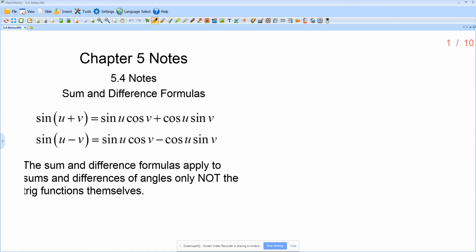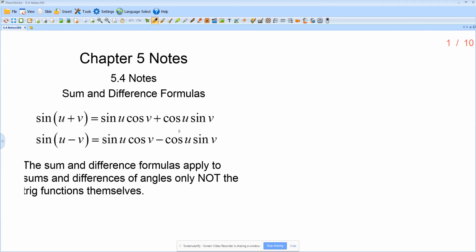What we're going over in section 5.4, the notes portion, will be a little bit quick. We'll go through a couple examples in it as well. And we're just going through some new formulas. So talking about some of those identities that we had done before. These aren't exactly identities, they're formulas, but they do require memorization, and they're really not that bad once you start using them. So the sum and difference formulas.